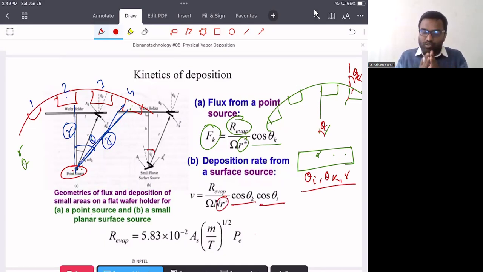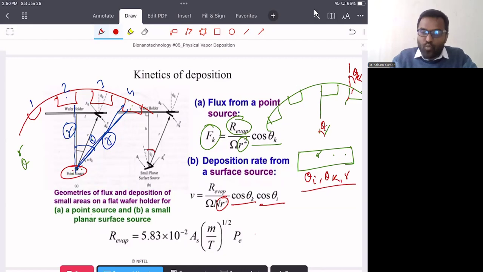So we have many variables, whether it is a point source, where the sample or target at different places gives different kinetics of thin film growth, or the second case, the planar substrate, where variability also comes from different theta k, different theta i, and the r values.